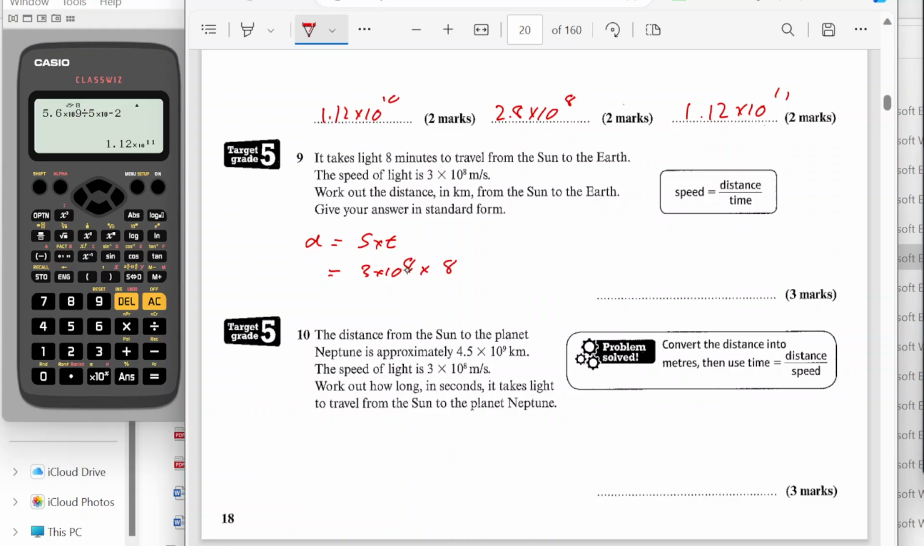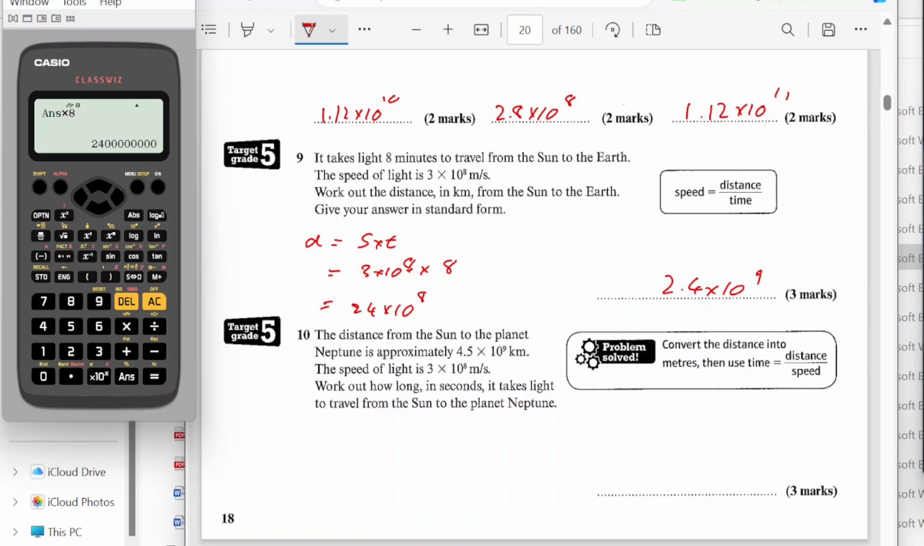I can do this without a calculator. 3 times 8 is going to give me 24 times 10 to the 8, and then I'm going to convert that to be in standard form, so 2.4 times 10 to the 9. Let's just double check that though. 3 times 10 to the 8, and then I want to times that by 8.